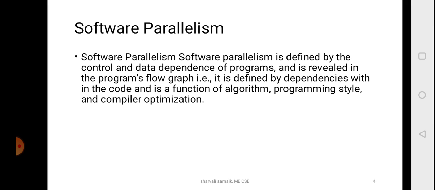Now software parallelism is defined by the control and data dependency of a program and is revealed in the program's flow graph. That is, it is defined by dependencies within the code and is a function of algorithm, programming style, and compiler operations. This type of parallelism is revealed in a program profile or in the program flow graph, and as I said, it is a function of algorithm, programming style, and program design. The program flow graph displays the patterns of simultaneously executable operations.